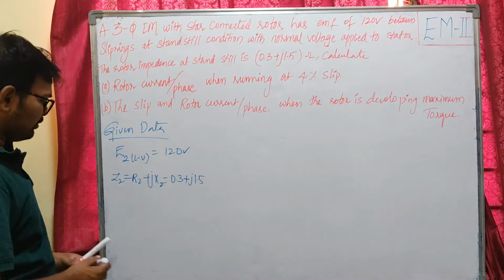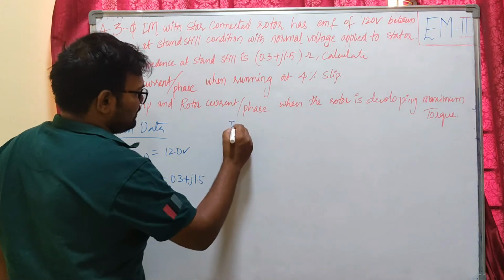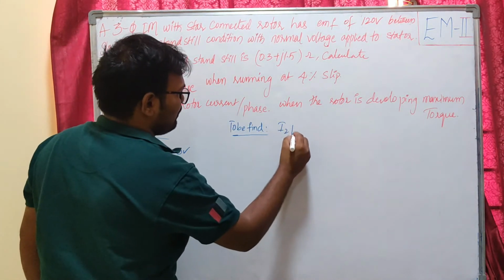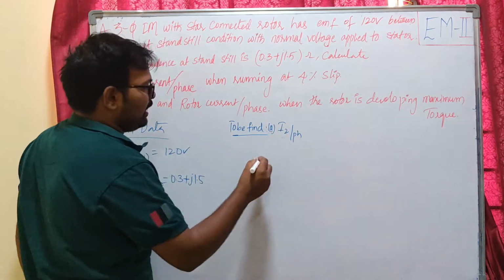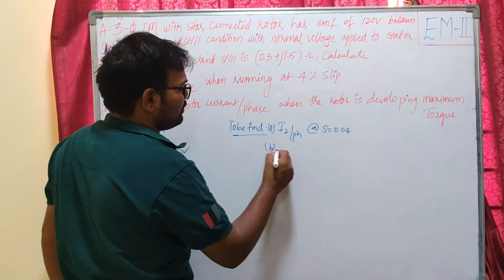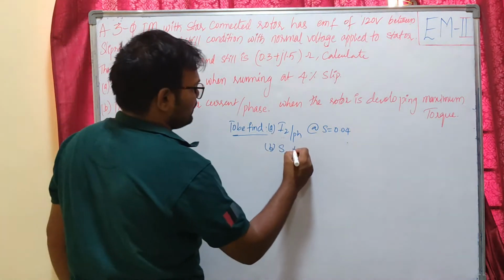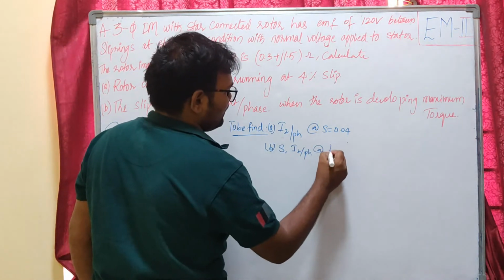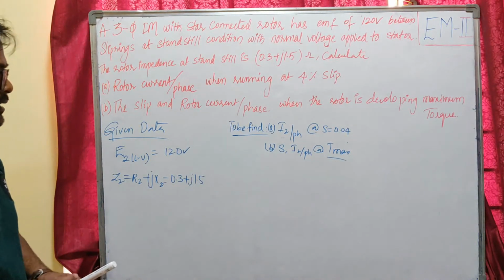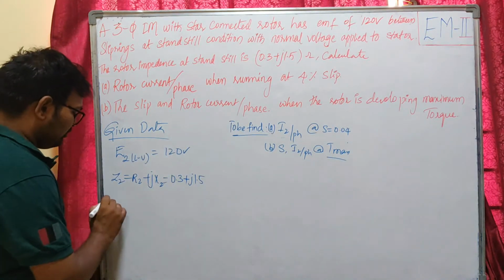So how can we find out the rotor current? That means we have to find I2 per phase. First one is I2 per phase at slip equal to 0.04, and we have to find out the slip and the rotor current I2 per phase when the rotor is developing maximum torque. Okay, these are the two conditions here.